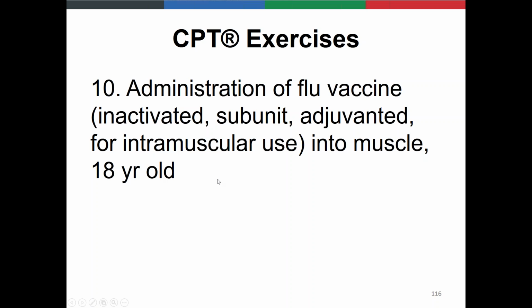Okay, and then why did we use the 90471 and the 90653 code? What was that all about? So let's take a look at that. I wrote down 90653. Yes, you did, and so did I.